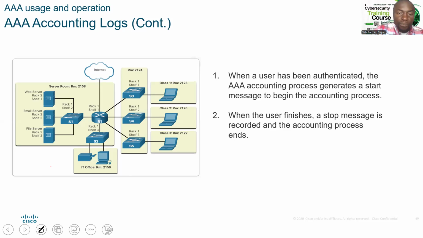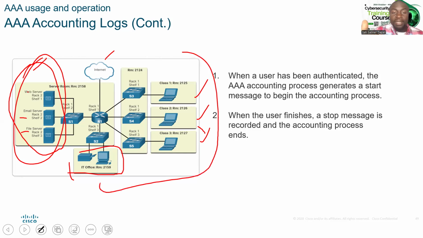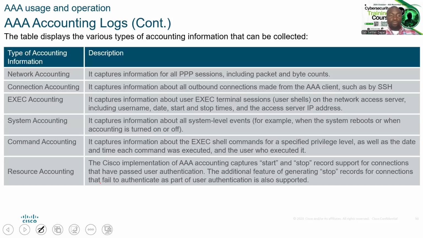Okay? So for instance here, in this particular network, if you observe, these are your servers: your file server, your email server, your web server. And they're connected to the network. Now, in the organization, there are different rooms. This is like the IT office here. This is like class 3, class 2, that's another room, and this is a different room. So you have different network segments and things like that. And you have the internet. If you wish to access any of these resources from any of these systems, you must go through an authentication process.